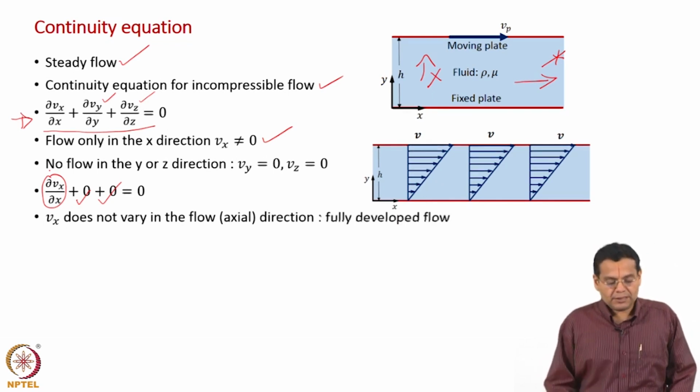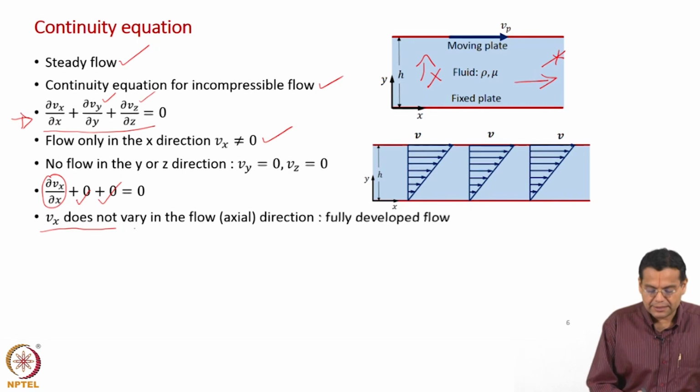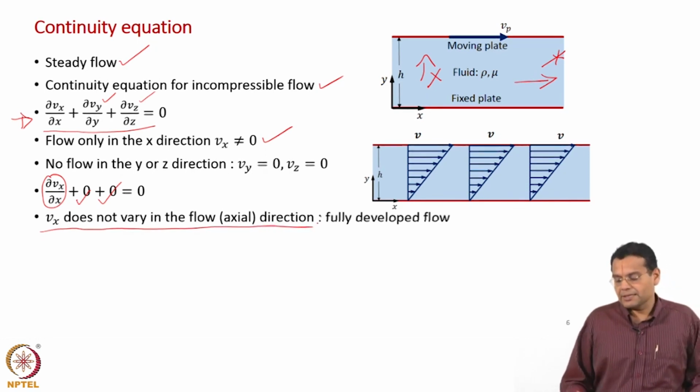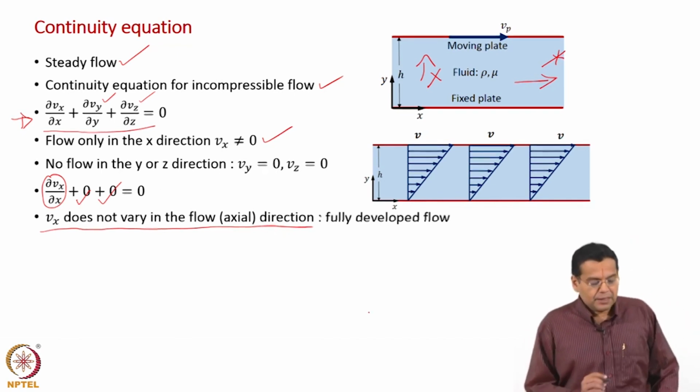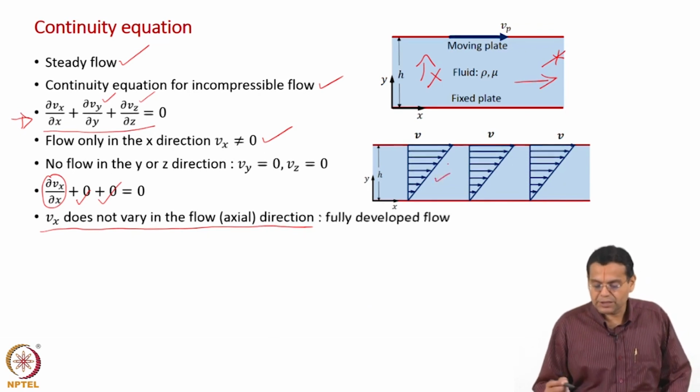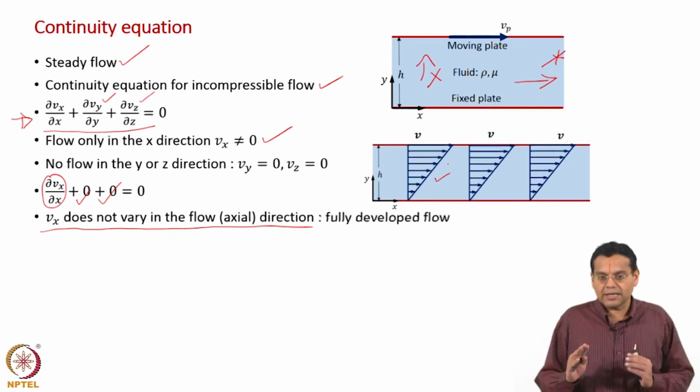Dou Vx by dou x tells you the change of Vx with respect to x. Now, because that is 0, we conclude that Vx does not vary in the flow direction. The flow direction in this case is the axial direction, that is what is shown here. Vx can be a function of y, that is what is shown here. We are going to see that shortly. Vx will linearly vary with y, we are not telling anything about that.